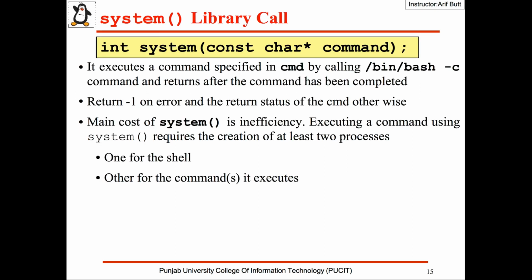Let us first use the system library call, which is very simple but at the same time very inefficient. You should always try to avoid the use of this call, but I'm touching this call for completeness only. Do see the man page of this call. What this call actually does is, whatever string you give to this library call, it executes that string. It assumes that this is a shell command. And why is it inefficient? Because executing a command using system requires the creation of at least two processes, one for the shell and the other for the command it executes.